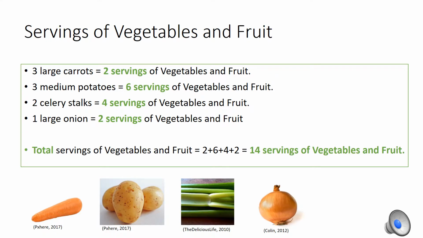Let's add together our servings of vegetables and fruit. Our recipe had 3 large carrots, which equaled 3 servings of vegetables and fruit, 3 medium potatoes, which was 6 servings of vegetables and fruit, 2 celery stalks, which counts as 2 servings of vegetables and fruit, and 1 large onion, which counts as 2 servings of vegetables and fruit. So in total, our servings of vegetables and fruit adds up to 14 servings.